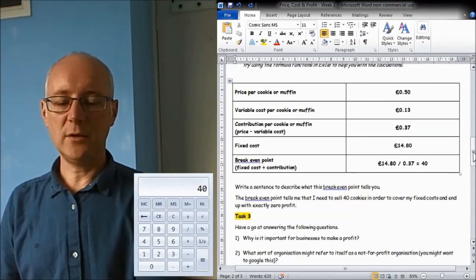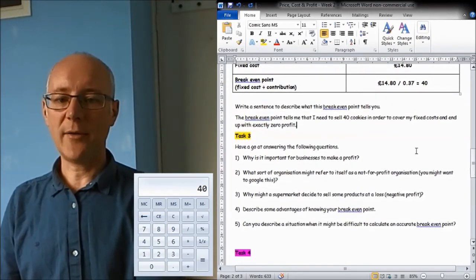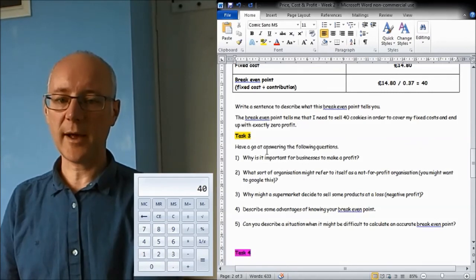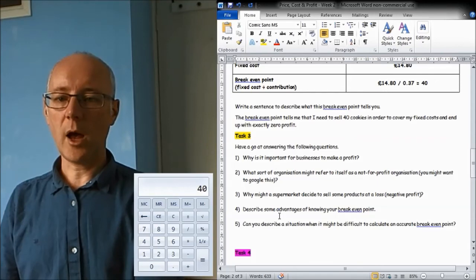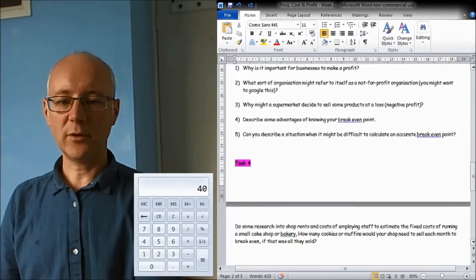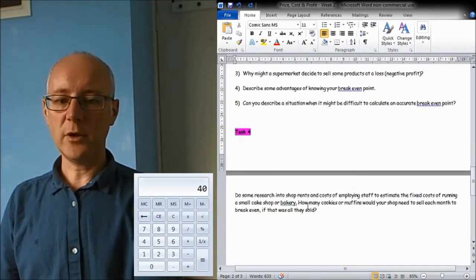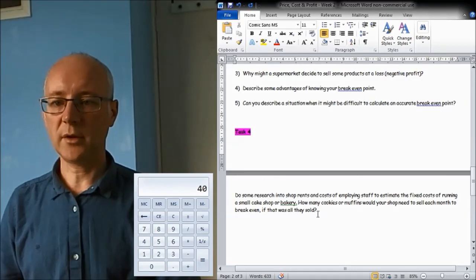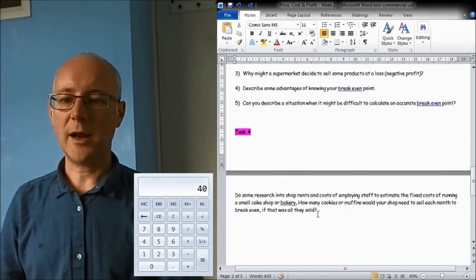If you've managed to do that quite quickly, have a go at the questions for task 3. That is a should rather than a must task, so you don't have to do that, but it'd be nice to see your answers for that and get you thinking a little bit more about what profit and break even are about. And if you want to, there's also a task 4 that you can have a go at to do a little bit more research and think a little bit more about break even and profit in the bigger setting of if you were running not just a stall at a car boot sale or a summer fair, but if you were actually running a shop.